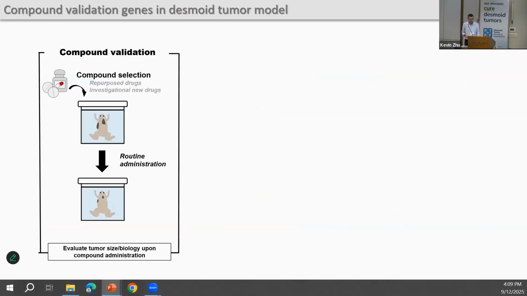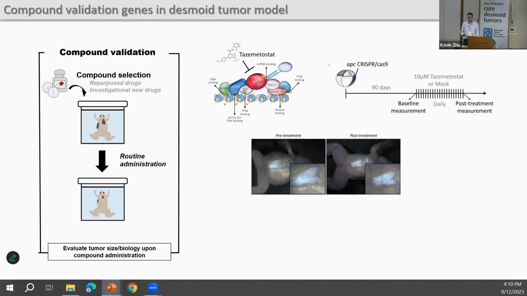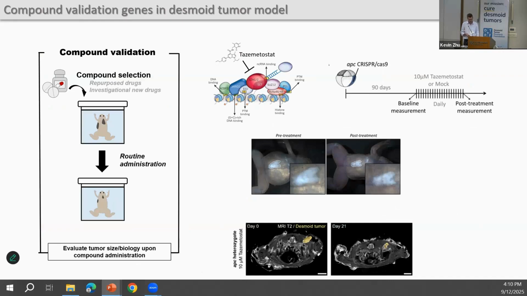We found such a gene, EZH2, an epigenetic regulator. There's a drug available, FDA approved for treating other types of cancer. When we add this drug to the water of frogs that have these desmoid tumors, after 3 weeks, we already see shrinkage of the tumor. The tumor never disappears completely, but shows shrinkage, as we also could see at MRIs.